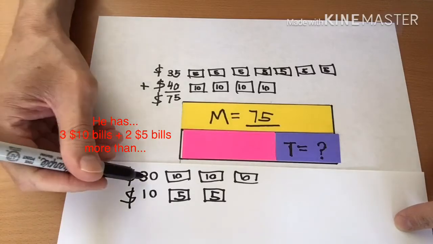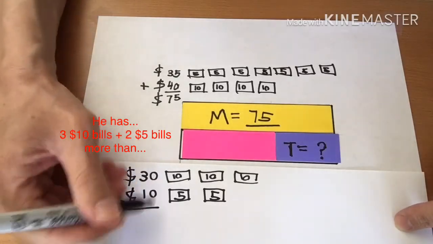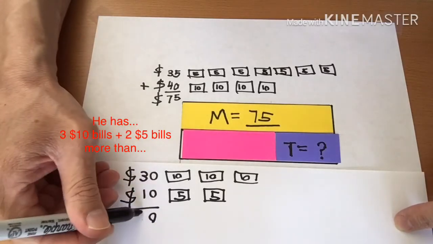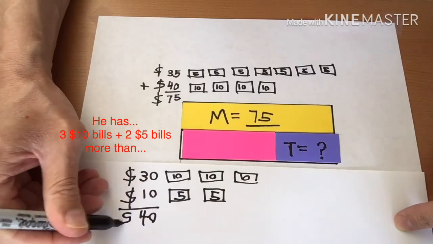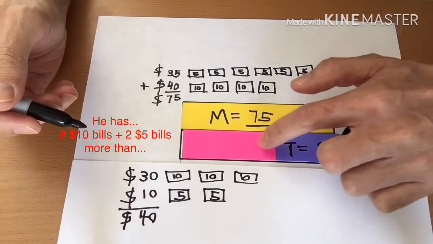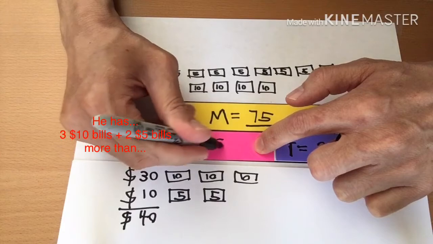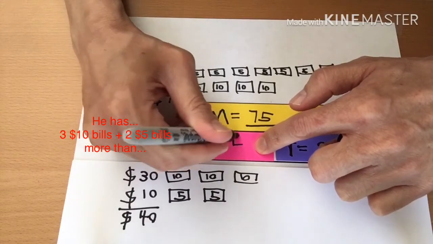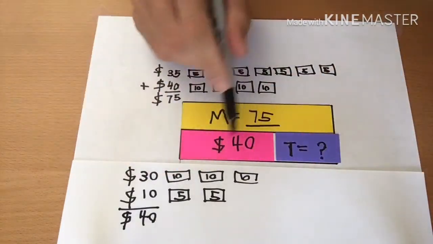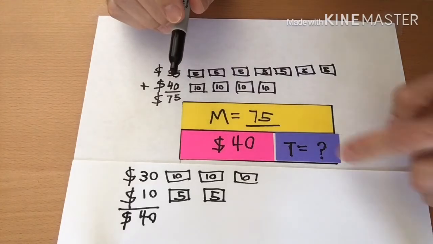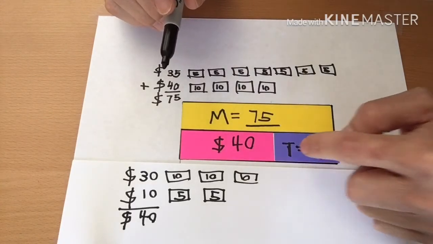And now we need to add 30 plus 10. 0 plus 0 is 0. 3 plus 1 is 4. So it turns out that Michael has $40 more than Tamara. So now how much money does Tamara have?